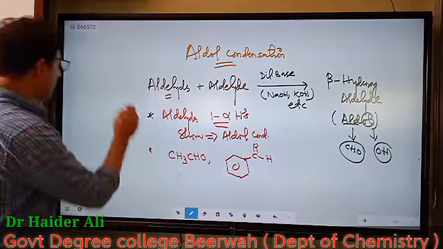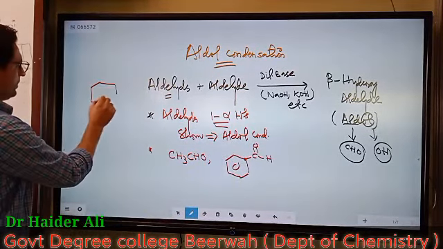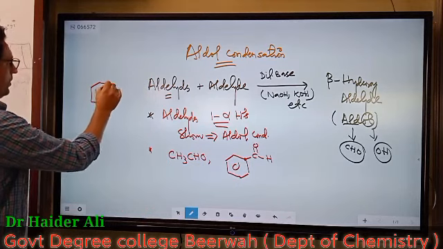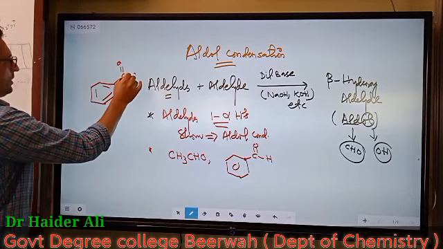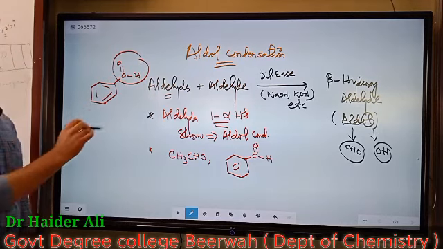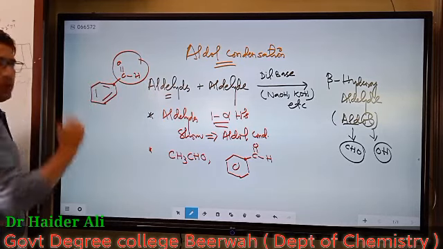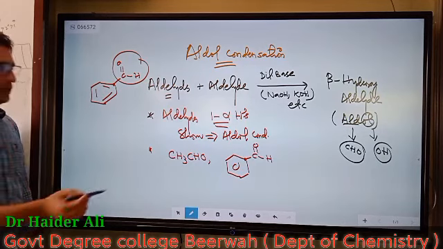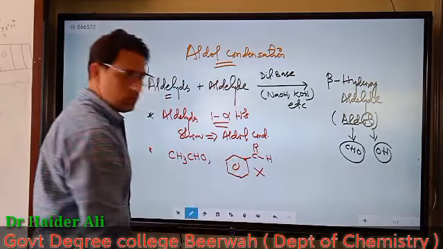Let me write it like this. Benzaldehyde: C double bond O with H is the functional group. The immediate carbon after that is the alpha carbon, this is the alpha carbon here. Does it have any H? No, not at all. So this will not show aldol condensation.